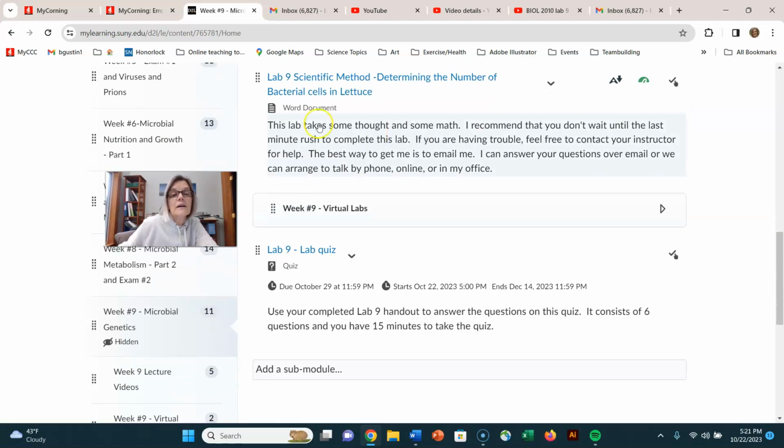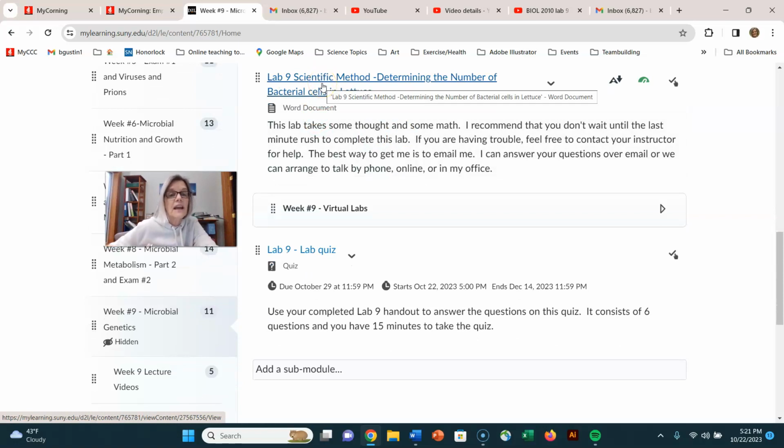And then we have lab number 9, and this one does the scientific method, and then we're actually going to learn how you count the number of bacteria in a sample, and then we're going to apply that, using the scientific method to test that. Some of you will find this challenging, and it's because there's some math in there, and you can't just fluff over it. You have to understand it. So look over that lab.